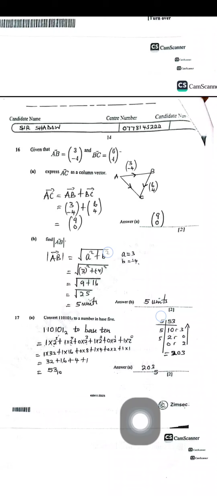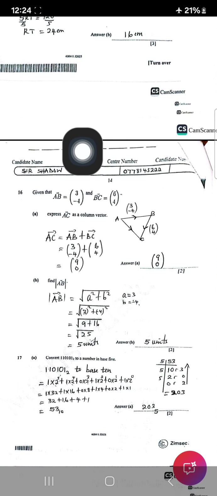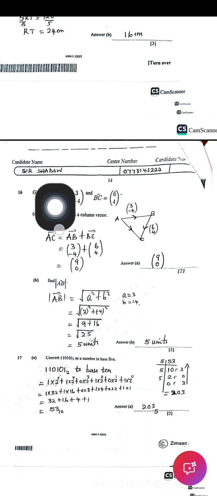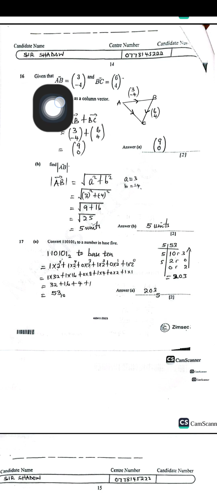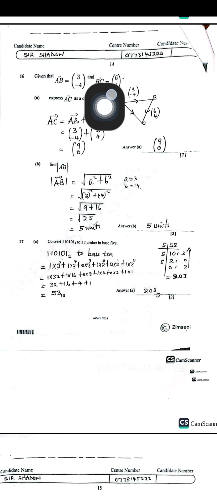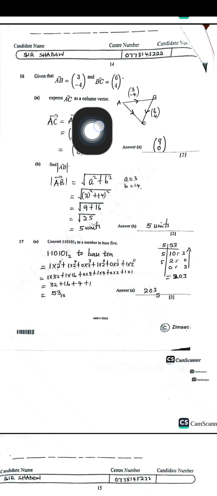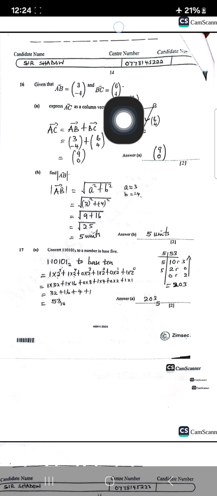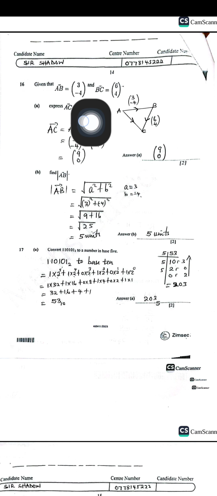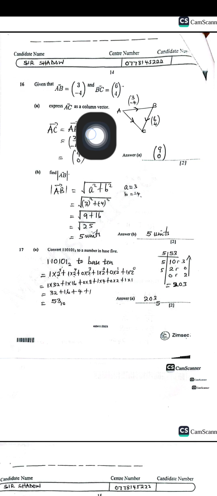All right, let's move on. Question number 16. On question number 16, I am given a question based on what we call vectors. Given that AB equals 3 and minus 4, and BC equals 6 and minus 4. Express AC as a column vector.